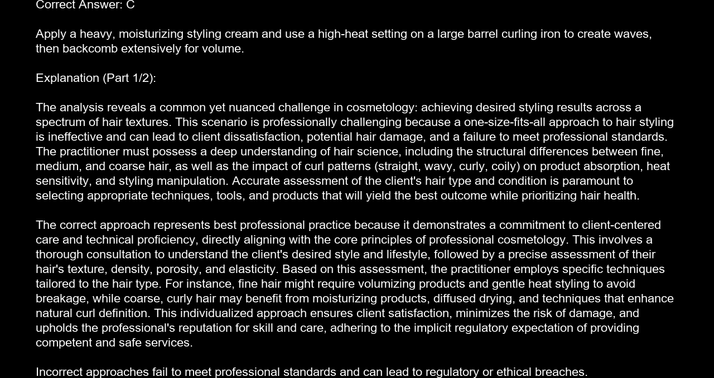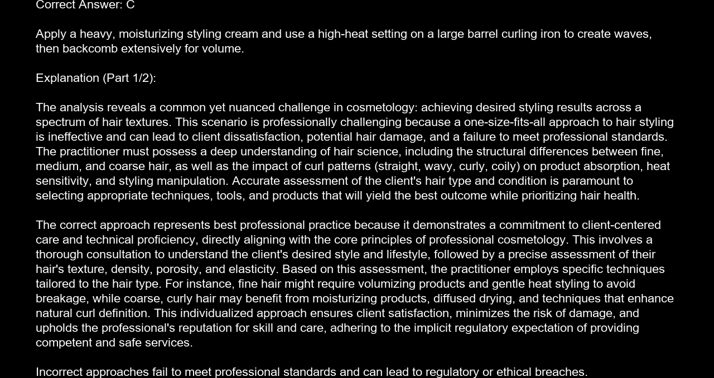Accurate assessment of the client's hair type and condition is paramount to selecting appropriate techniques, tools, and products that will yield the best outcome while prioritizing hair health. The correct approach represents best professional practice because it demonstrates a commitment to client-centered care and technical proficiency, directly aligning with the core principles of professional cosmetology.